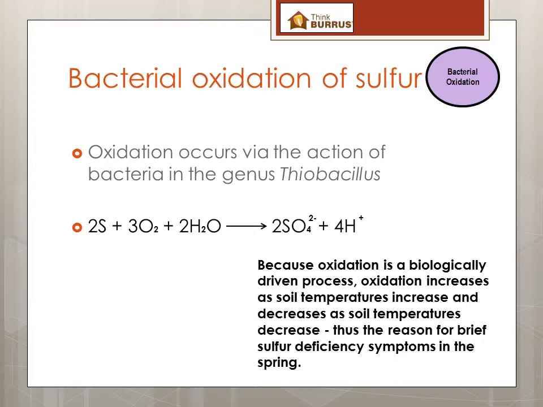Bacteria are driving this process. For us to get sulfate, that plant available form of sulfur, we have to have bacteria driving that process, or it just doesn't happen. The bacteria are the ones that are active in this thing. And so because of that, this is inherently a biologically driven process. And as soil temperatures go up, the bacteria have a great time and are able to do that conversion over to sulfate very efficiently.